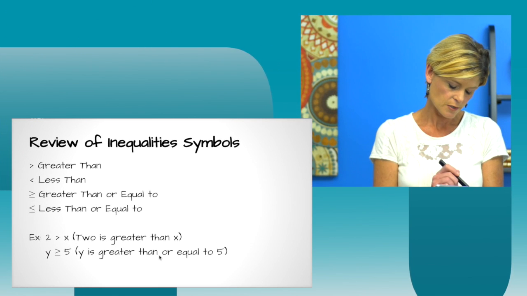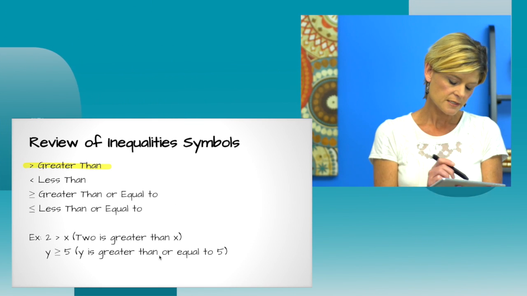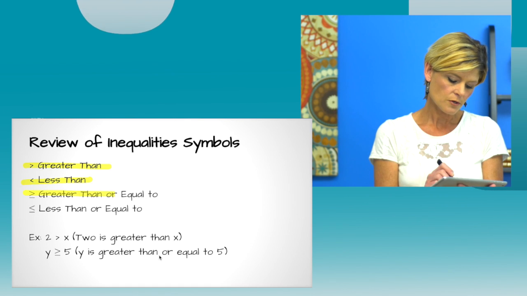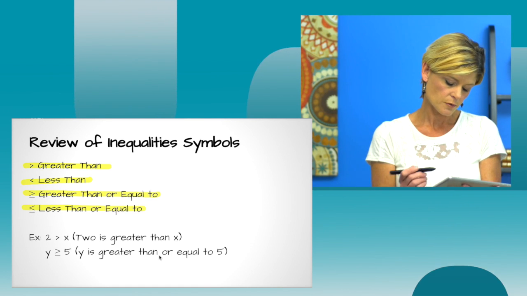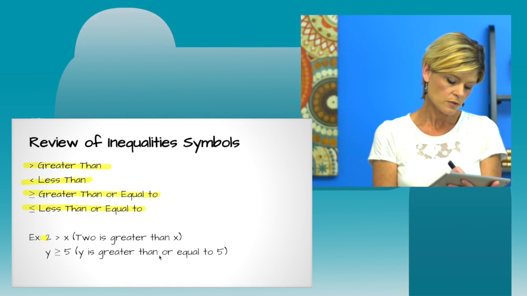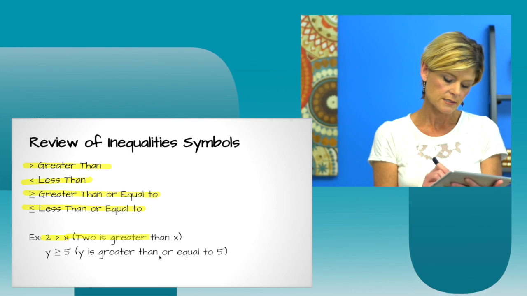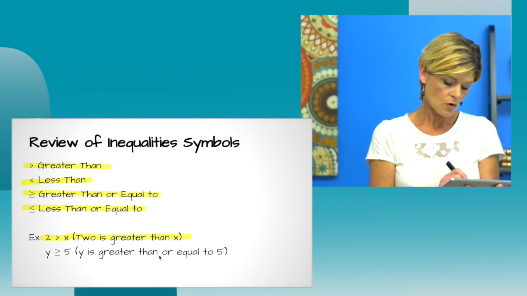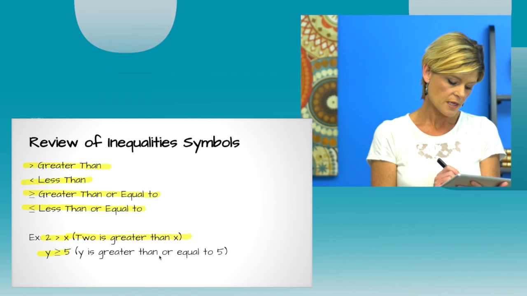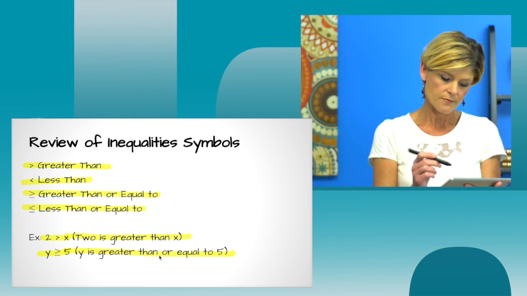So quickly, I want to do a review of our inequality symbols, which we talked about in our last video. This is the greater than symbol. We have less than, greater than or equal to, and less than or equal to. So for example, when we have 2 > x, that is telling us that 2 is greater than x. Or y ≥ 5.